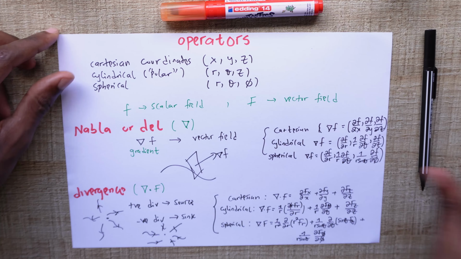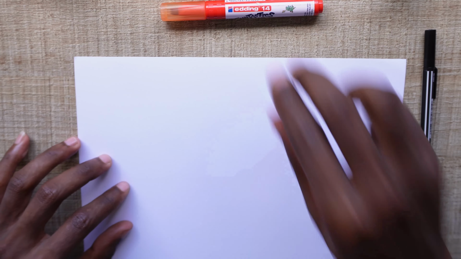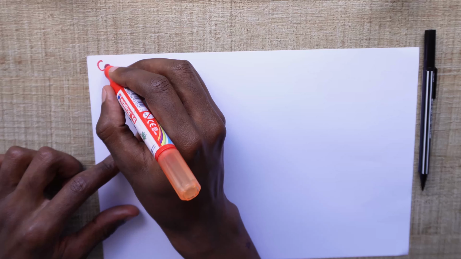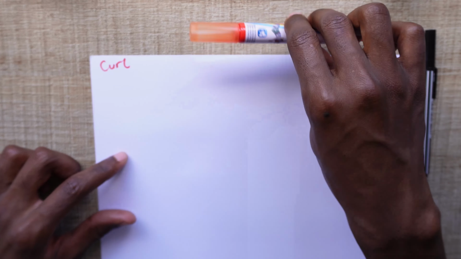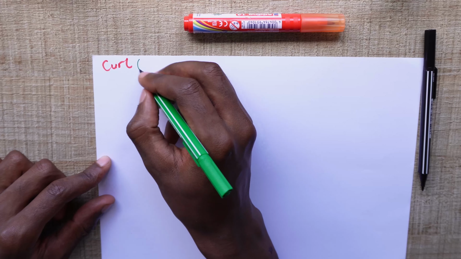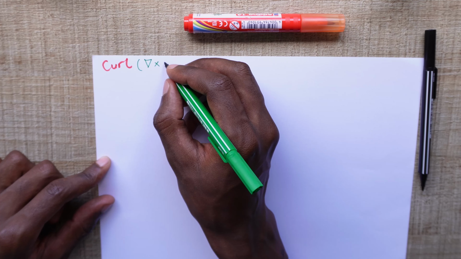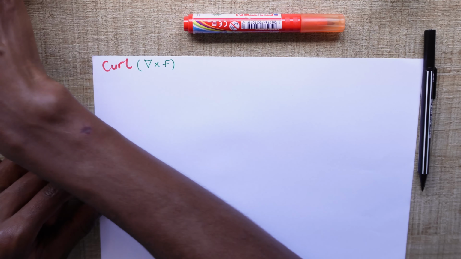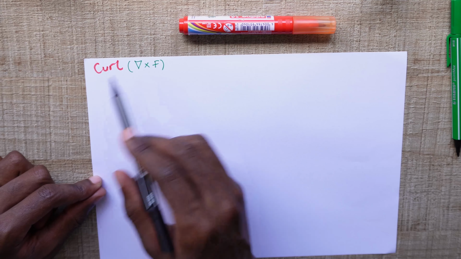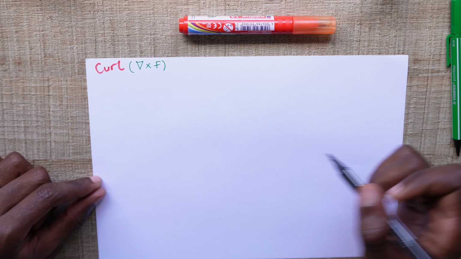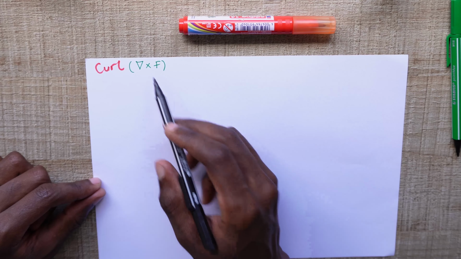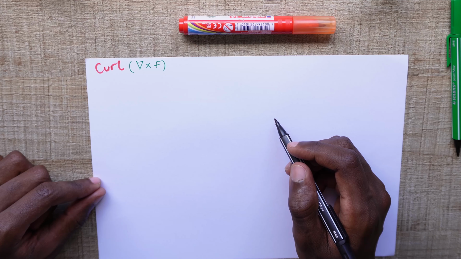So the next operator, let me change paper, is the curl, which is essentially a cross product of the Nabla operator with the vector field in this case. So just as the name indicates, the curl operator tells us the rotation of a vector field at a point.